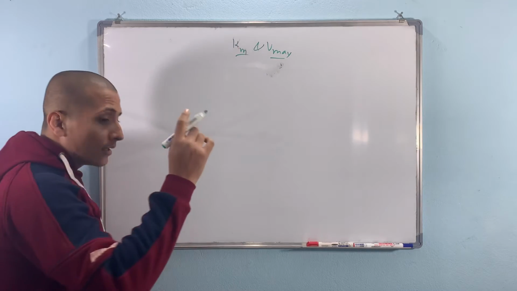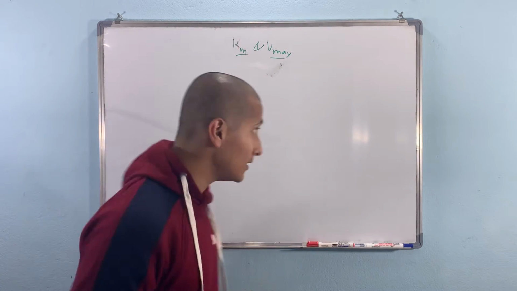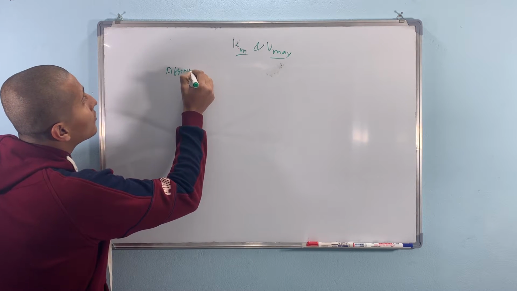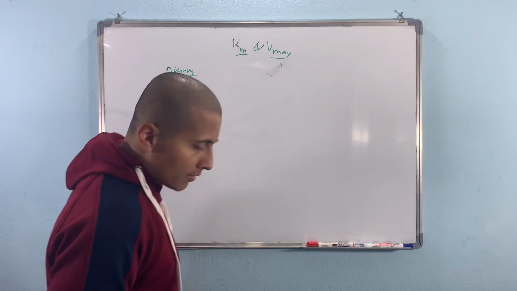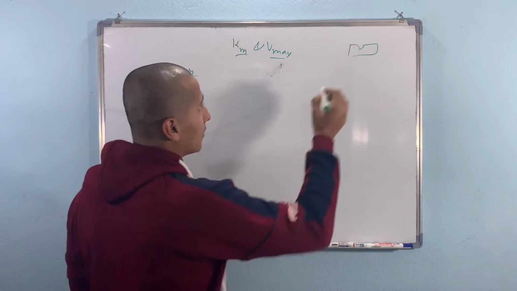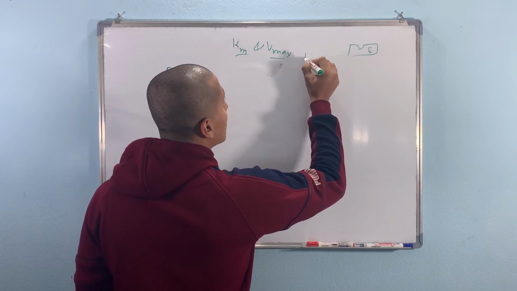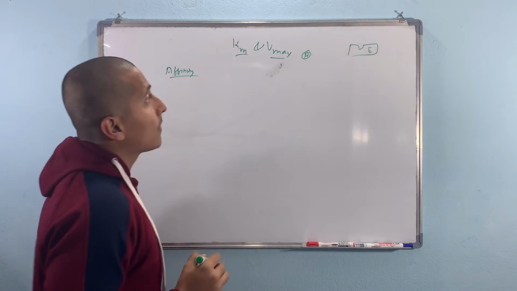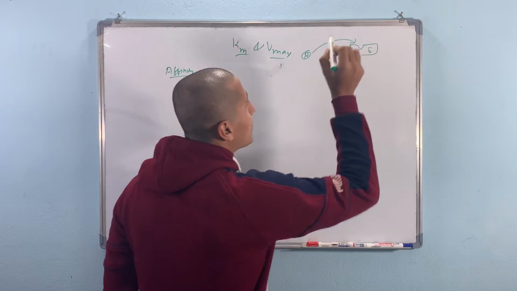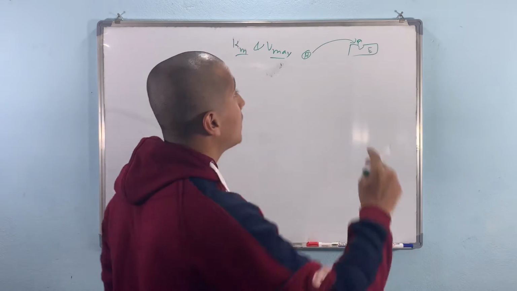Before getting into this concept of Km and Vmax, let's get into the concept of affinity. So what's affinity? Suppose here is an enzyme, right? And here is your drug A. Now this drug A readily and rapidly goes and binds with the enzyme, right?